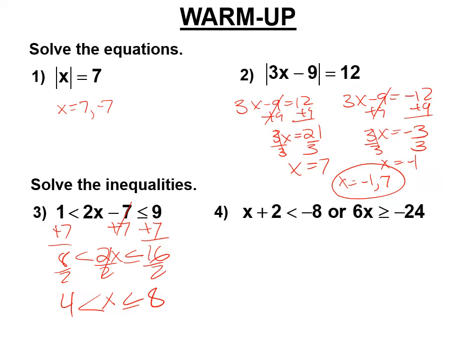Here is an or inequality. You can't write those as a single inequality like for the and. For the or, we have to solve them independently. So x is less than or equal to -8 minus 2 is -10. Or, we can't leave that out. Divide both sides by 6. x is greater than or equal to -4.